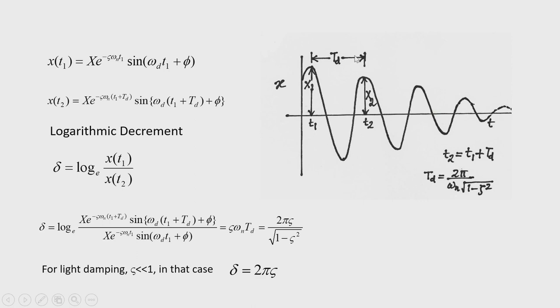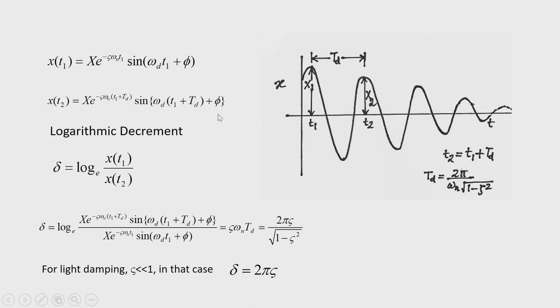then one period apart, another peak, but because of damping, you can appreciate that this peak will be lower than the earlier peak. So, we get this at a time instant T2. T2 is nothing but T1 plus Td, because it is a periodic motion. Therefore, we can write x at T2 equal to X e to the power minus xi omega n into T1 plus Td, into sin omega d into T1 plus capital Td, plus phi. Phi is the phase angle.